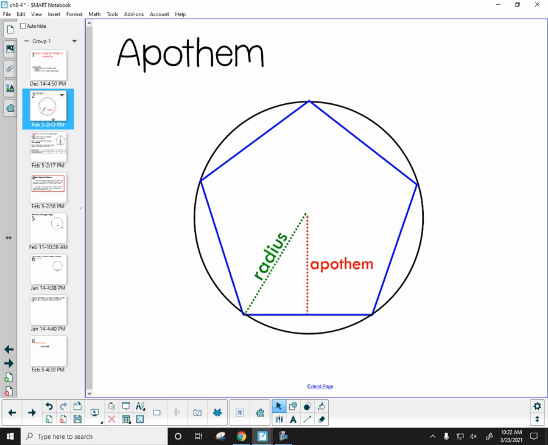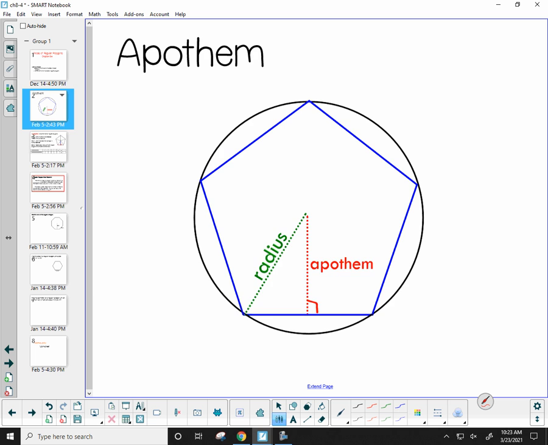So if I were to draw a segment that goes from the center to a vertex, that's a radius of the circle, and actually a radius of the polygon. We usually don't talk about a radius of a polygon, but it is there, and it's typically only with regular polygons. If I were instead to draw a segment from the center of that polygon and circle to the edge of the polygon, and it makes a right angle, that segment is called an apothem. We're going to be working with our apothem today.